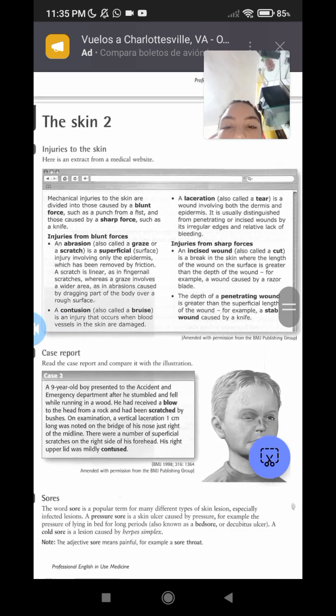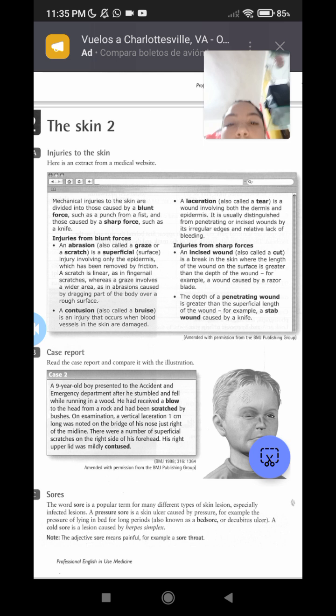Injury from blunt force. First, abrasion, also called graze or scratch, is a superficial surface injury involving only the epidermis, which has been removed by friction. A scratch is linear. An abrasion is caused by drawing part of the body over a rough surface. A contusion, also called a bruise, is an injury that occurs when blood vessels in the skin are damaged.